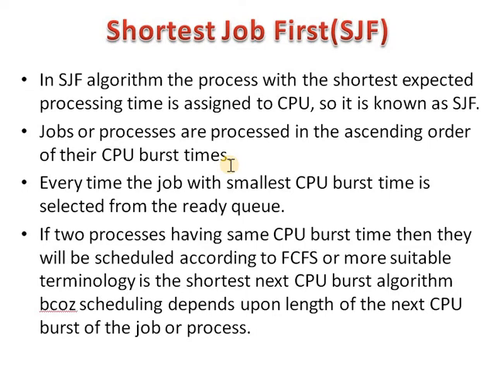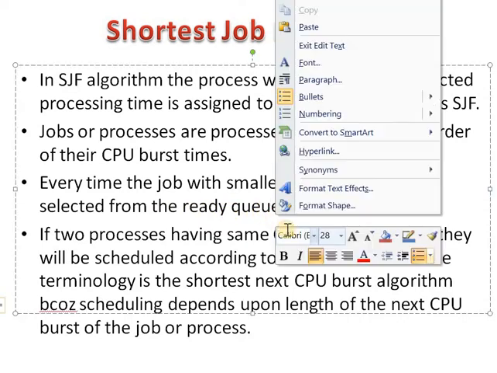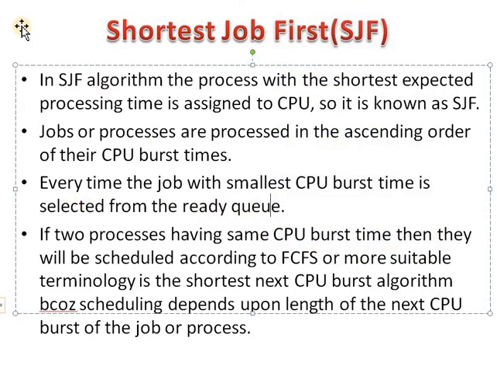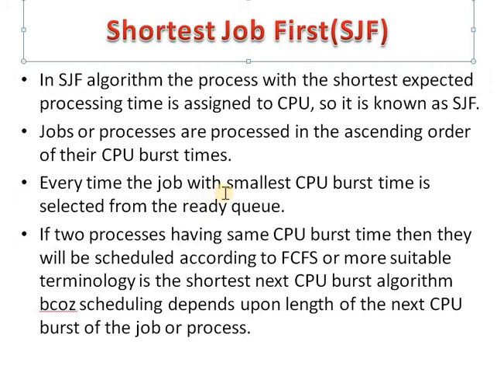So process P2 is executed first, and after the execution of process P2, the CPU is assigned to process P1. In this way, every time the job with the smallest CPU burst time is selected from the ready queue. In the SJF algorithm, every time the process which has the smallest CPU time is selected from the ready queue.